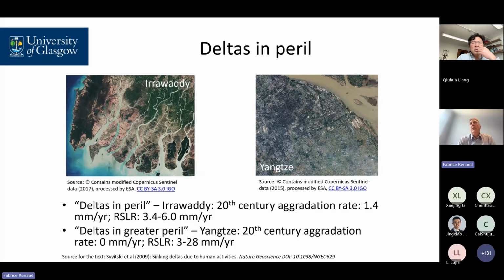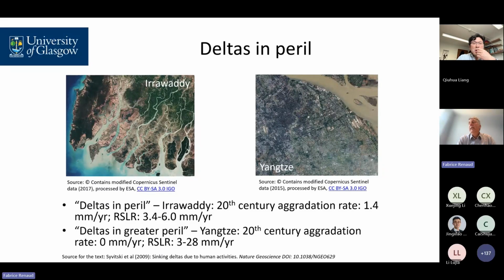And you can see two examples here. The Irrawaddy Delta in Myanmar, where information at that time showed that the 20th century aggradation rate was 1.5 millimeters per year, yet the relative sea level rise was 3.4 to 6 millimeters per year. So you can see here the difference between the aggradation and the relative sea level rise, meaning that the probability of flooding of this delta is huge, and thus the categorization as delta in peril. Even worse, perhaps, was the example of the Yangtze River here, where the aggradation rate was 0 millimeters per year, with a relative sea level rise of 3 to 28 millimeters per year.